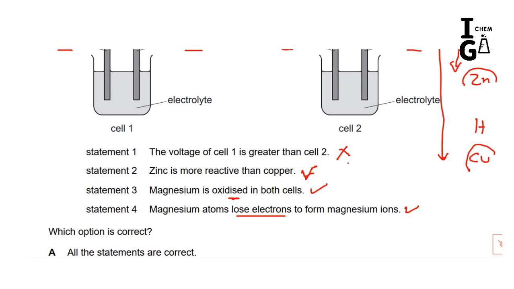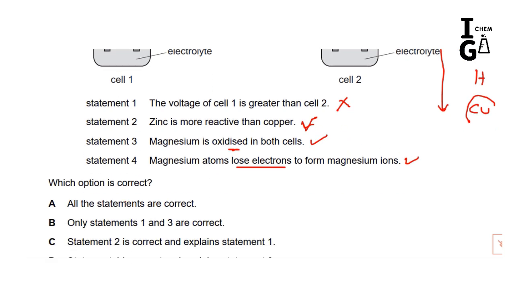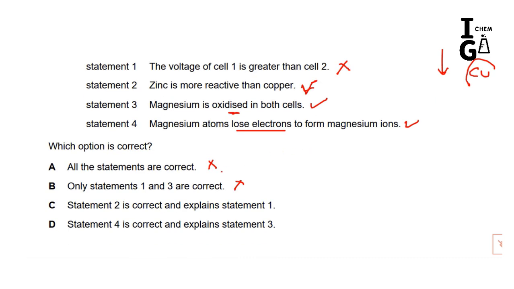So we have 3 statements correct and 1 is wrong. So let's decide which one. All the statements are correct. This is not correct. Only statements 1 and 3 are correct. Only 1 and 3, also not correct, because we have 3 statements correct. Letter C, statement 2 is correct and explains statement 1. Statement 2 is correct, but it doesn't explain 1 because 1 is already wrong. So this is not correct. Statement 4 is correct and explains statement 3. Yes, this is correct and explains oxidation, because again, OIL RIG, so oxidation is loss. So this is the correct answer. Okay, guys, D is the correct answer.